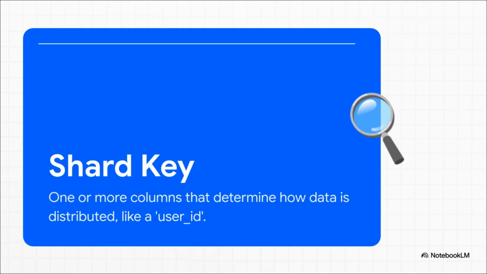The shard key is basically the compass for your data. It's a specific column in your table, something like a user ID or maybe an email address, that the system uses to figure out which shard that row of data belongs to. And let me tell you, choosing the right shard key is everything. If you get it right, your system can scale almost infinitely. Get it wrong, and you've just created a performance nightmare.